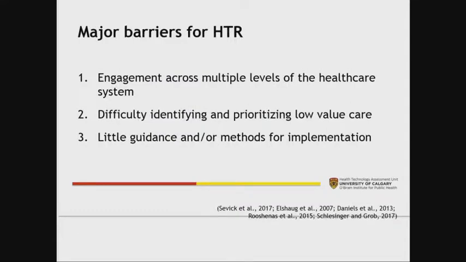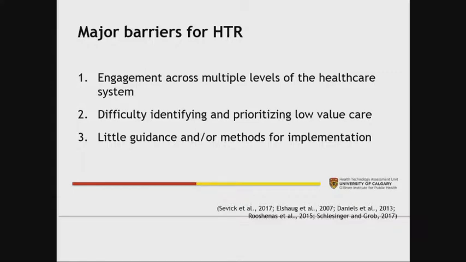So what do I see as the major barriers for HTR moving forward? The first is that there needs to be engagement across multiple levels of the healthcare system. So using our Alberta language, there needs to be leadership at the ministry level for Alberta Health. There needs to be political support for some of these decisions that will be quite charged. And that support and prioritization and recognition that this activity has to happen needs to funnel all the way down through the different layers of leadership within the system to people who are at the front line making individual patient care decisions.